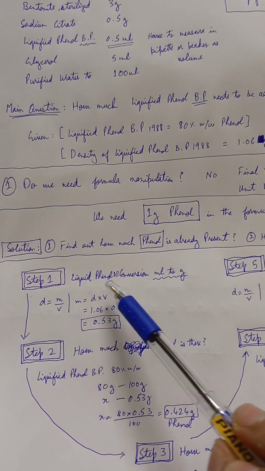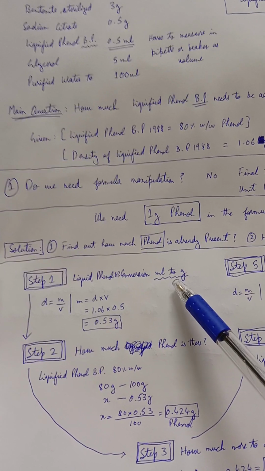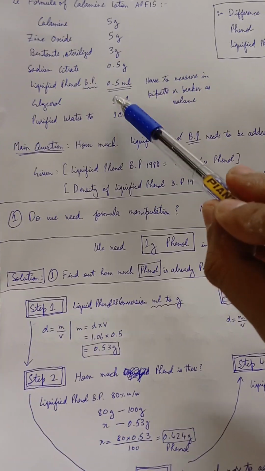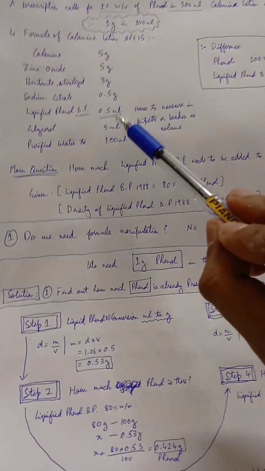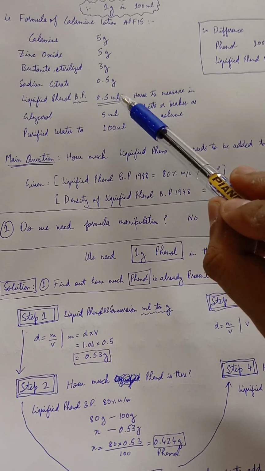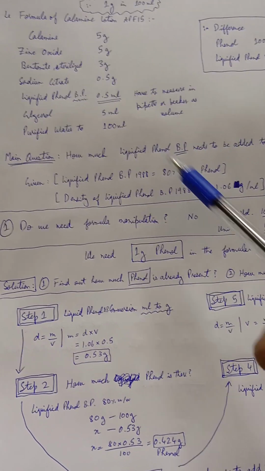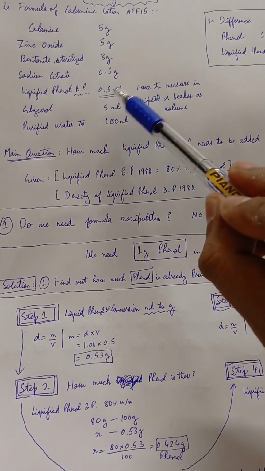We will convert the liquid phenol BP from milliliter to grams. This is the only way to go. If you try to solve it any other way, you couldn't. You need to match these units. This is in volume and this is in mass. So in order to find out how much phenol is in it, we need to convert this into mass.